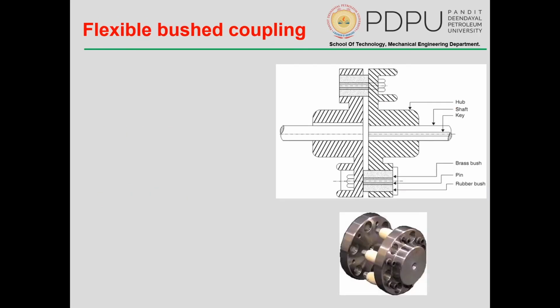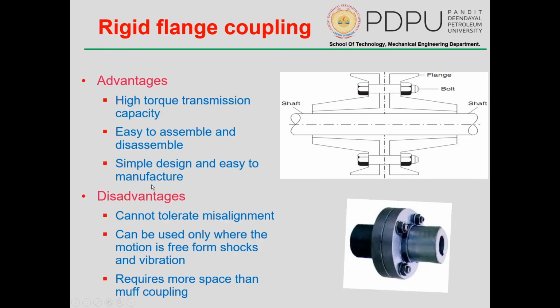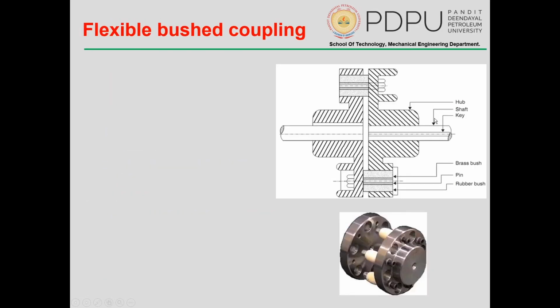Moving ahead, we have the flexible bushed one. Here you can see there is a difference between the rigid flange coupling and this. I will explain with the help of this particular diagram. Let's say this is our main shaft which is rotating. How will the power transmit?